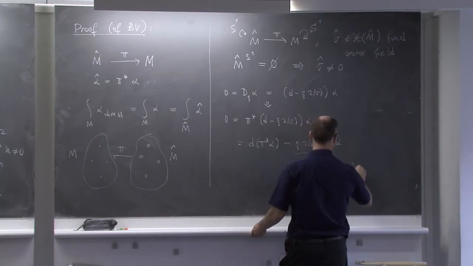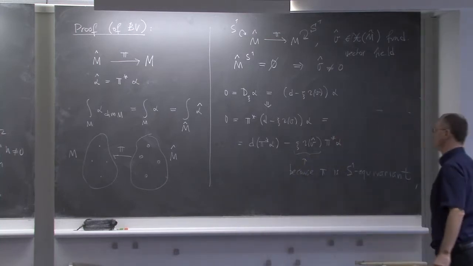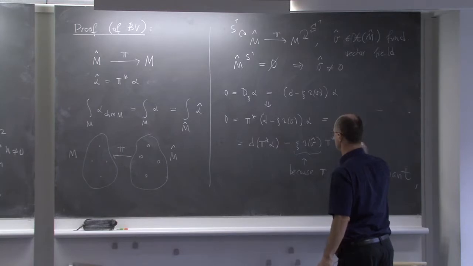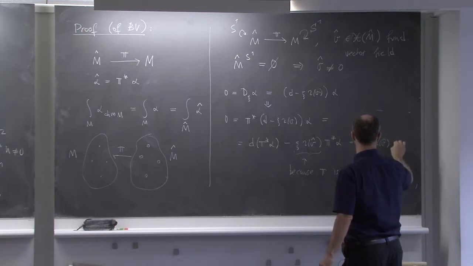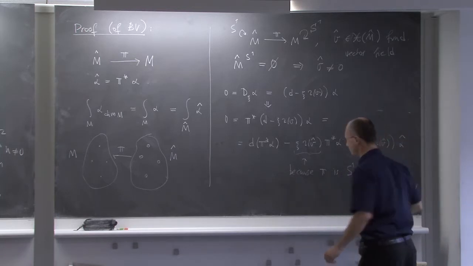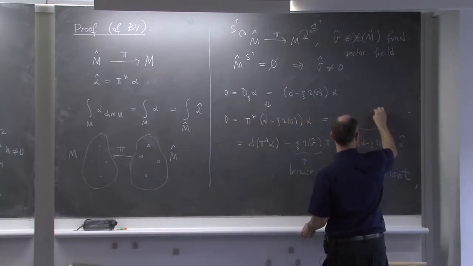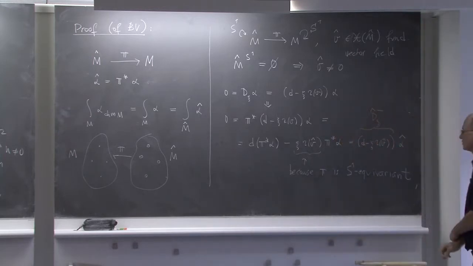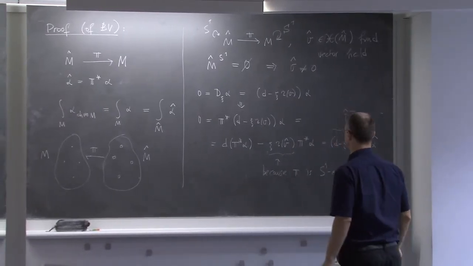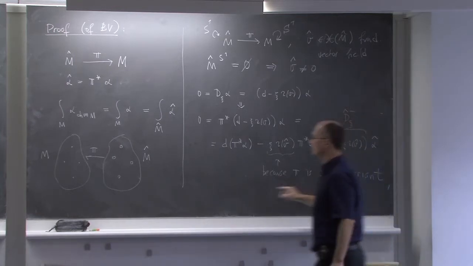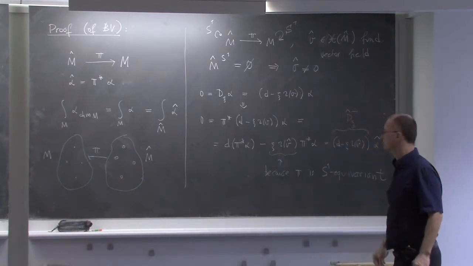So this is possible because π is S¹ equivariant. So all in all, we get d minus ψ ι_v hat α hat. So let's denote this operator by d hat ψ. So that's a similar operator on differential forms on M hat. And we see that this α hat, the form that we are integrating here, is in the kernel of d hat ψ.